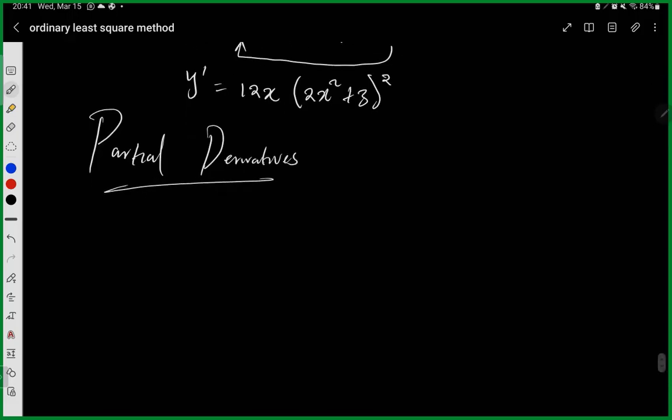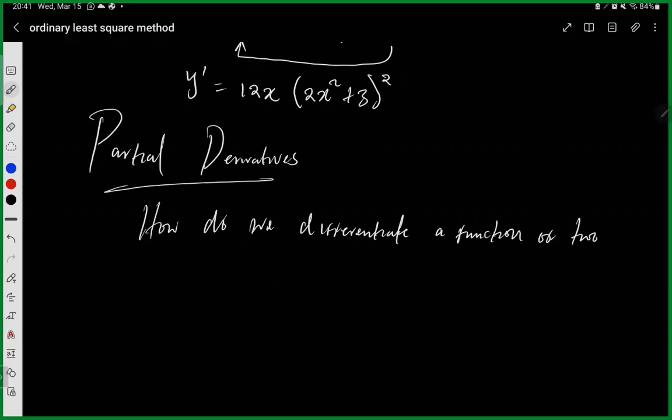When we talk about partial derivatives, sometimes we have a function of two variables. How do we differentiate a function of two variables? There could be even more, but I'll just stick to two variables. There could be two or more variables.